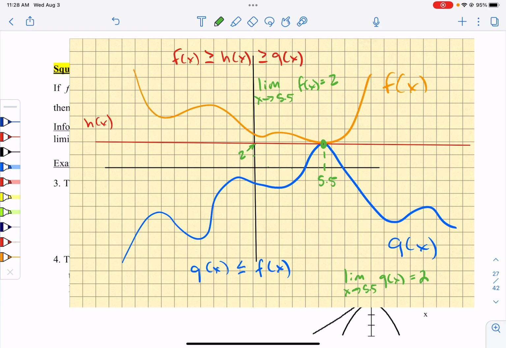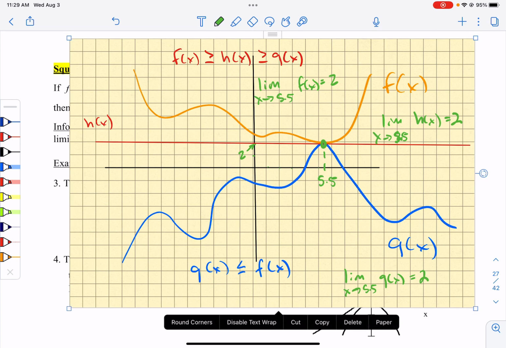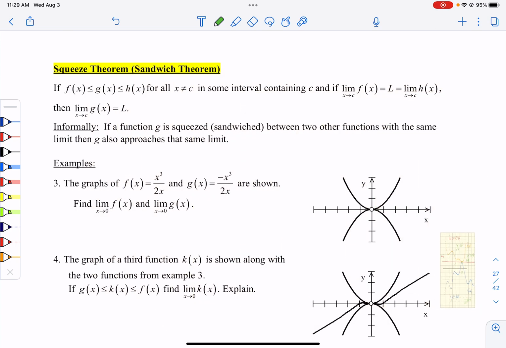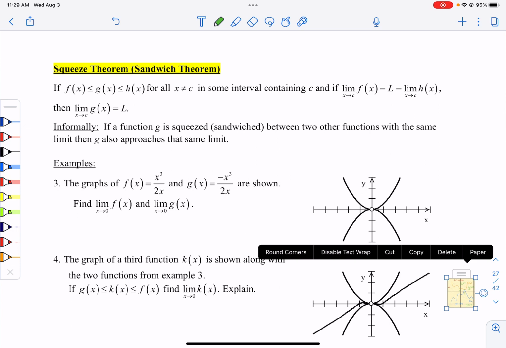Now here's the cool thing about the squeeze theorem. That means that the limit of h, whoa, bad notation. The limit as x approaches 5.5 of h is also 2. Because the limit of the top function is equal to the limit of the bottom function, the limit in the middle has to also equal that same value because it's always in the middle. And that's the squeeze theorem. And I don't know if I just made that more confusing or less confusing.